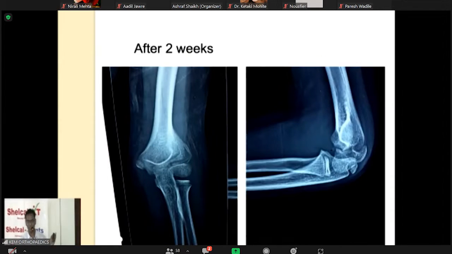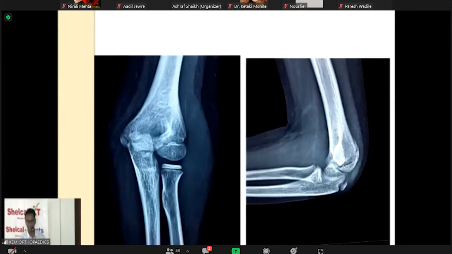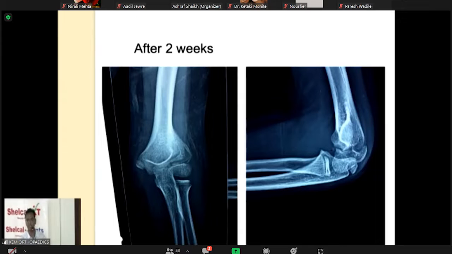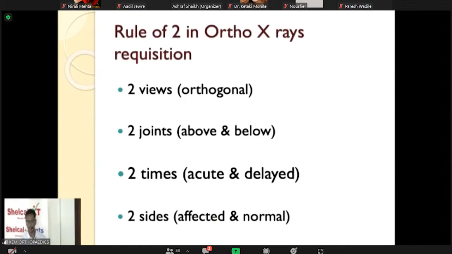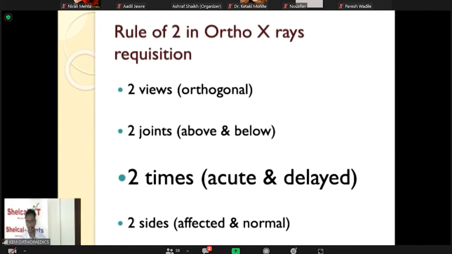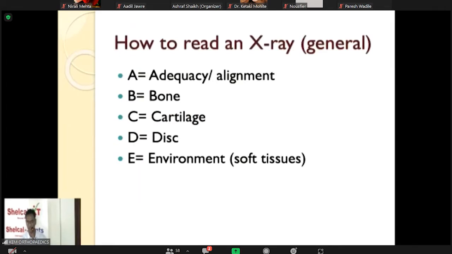Now why I said sometimes we require X-rays acute and delayed, because this is what happens. The child came to us 2 weeks later and at that time it was displaced. As orthopedic surgeons, you should definitely identify it at this stage and not leave the child to come after 2 weeks. So definitely acute and delayed sometimes. And we sometimes require X-rays done for both sides, the affected as well as the normal.